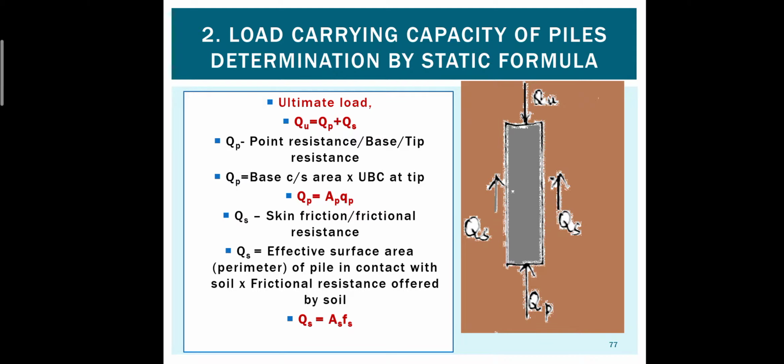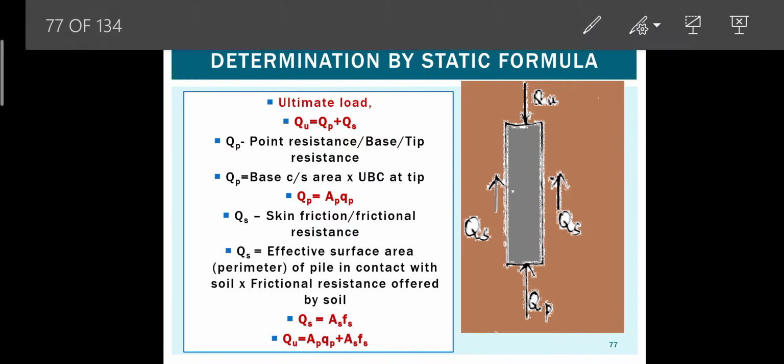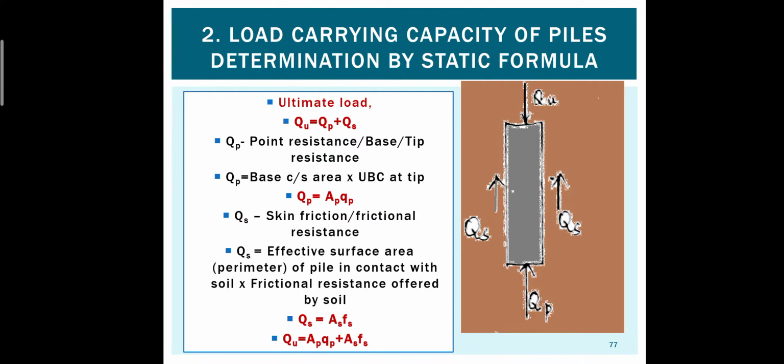So when you add these two Qp and Qs values, you get Qu = Ap qp + As fs. So this is the static formula. The last formula, Qu = Ap qp + As fs, is the static formula.